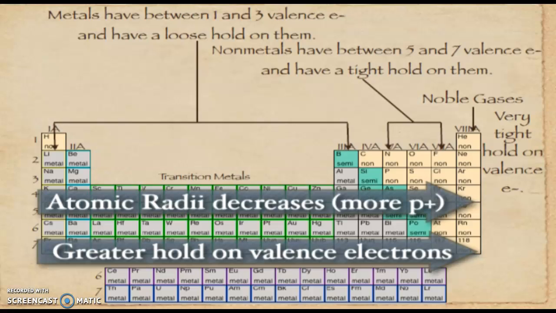Just as a reminder, metals have between 1 and 3 valence electrons, and they have a loose hold on them, because it's much easier for them to lose those electrons than it is to gain 7 or 6 or 5 electrons. So they're just going to give them away, while the nonmetals have a pretty tight hold on their valence electrons, because they don't need as many to be complete. And so it doesn't take as much energy for them to gain, while noble gases have a very tight hold on their electrons and they don't bond at all.